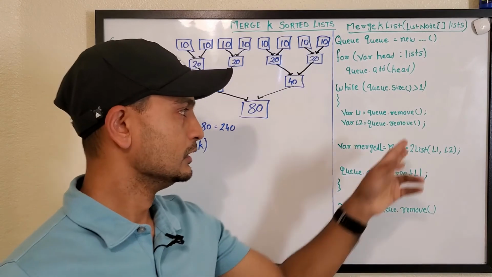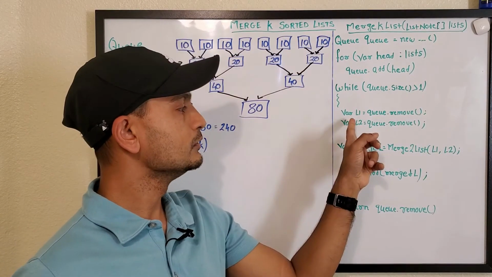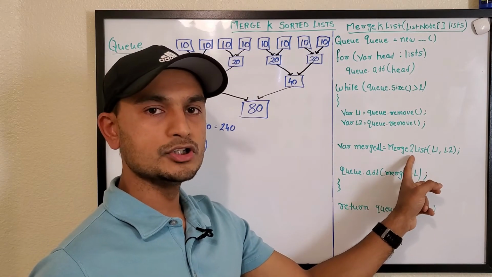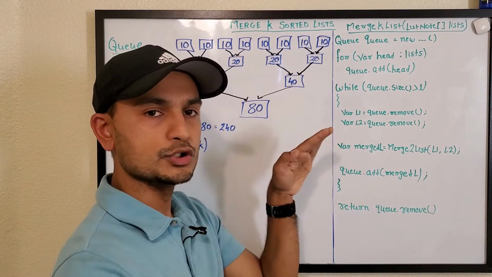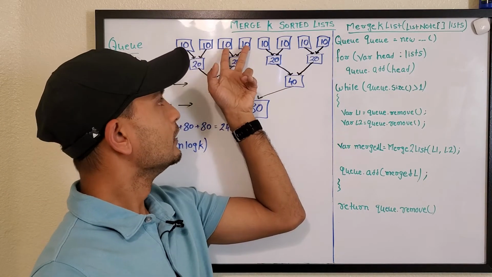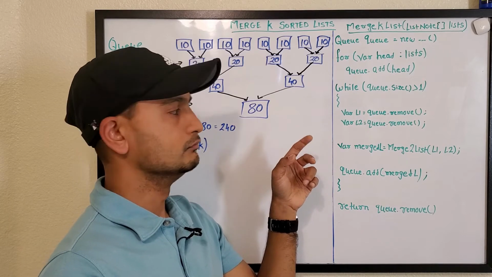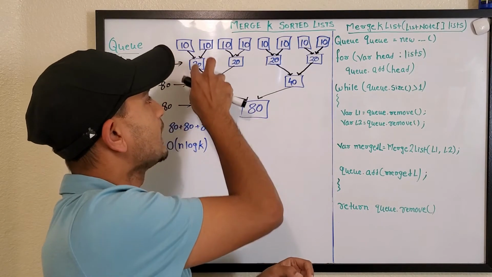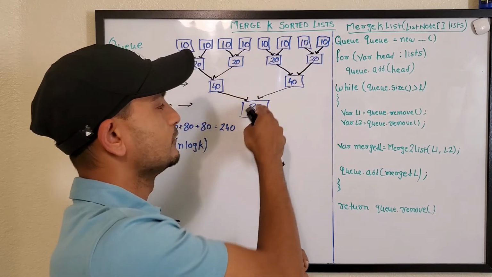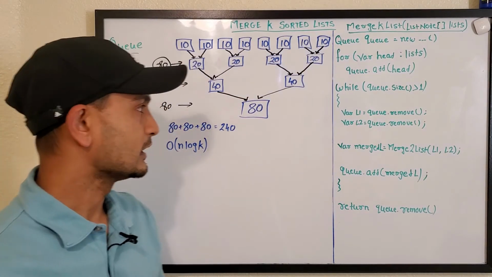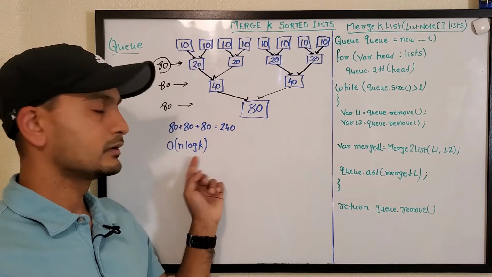So what we do, we take out 2 lists from the queue. So we take out the first 2 from the queue, we merge them, we call merge 2 list, and then we add the merged list at the bottom of the queue. Then we pick 2 more lists from the queue, we repeat the process. So keep merging 2 lists, add into queue, keep merging 2 lists, add into queue. So likewise we'll have this. So that's the queue approach, and that's the time complexity for this approach.